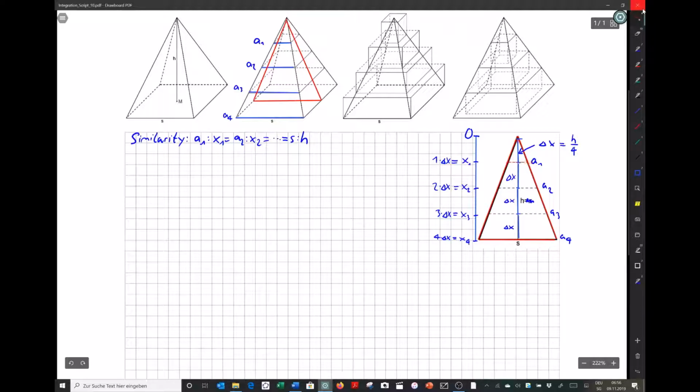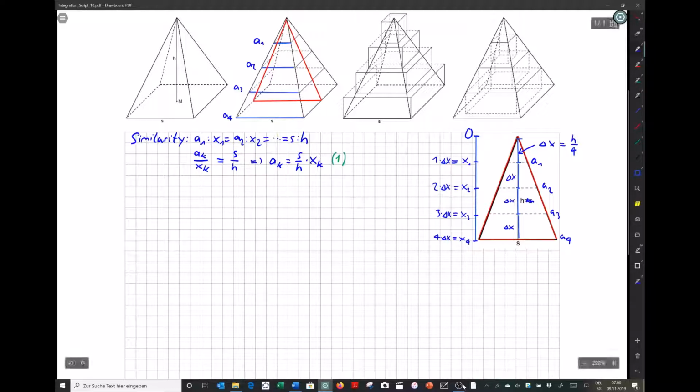For similarity reasons, we see that the ratio A1 to x1 is equal to the ratio A2 to x2, A3 to x3, and so on. So all of it is equal to the ratio S to H. So we can reformulate that as AK divided by XK is equal to S divided by H. And solving this for AK, we get AK is S divided by H times XK. I call this 1 to be able to reuse it later.